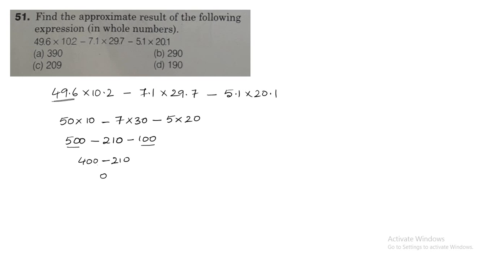So 400 minus 210: 0 minus 0 is 0. 0 minus 1 we can't cancel, so we are taking a borrow. 10 minus 1 is 9. Then here we will have 3. So 3 minus 2 is 1. Hence its value is nothing but 190. Since he is asking without decimal values, that is nothing but the approximate value. Hence we have rounded the numbers. Like this, these types of questions also will be asked.